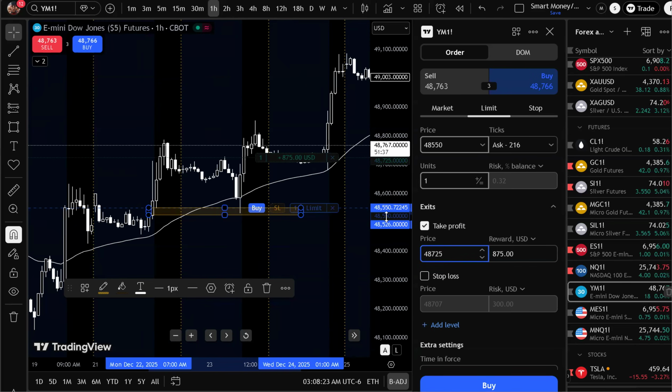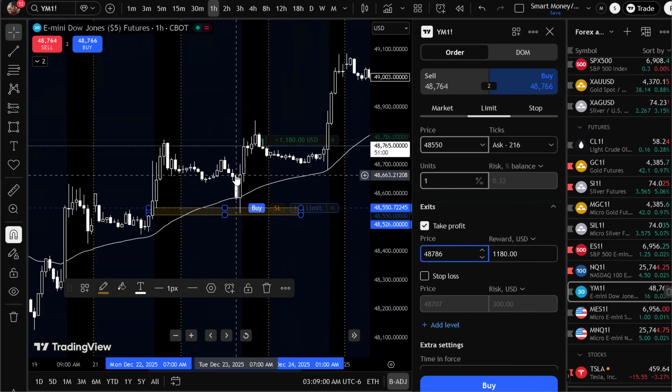48,725. Okay, so your first one, this high here, $875 in a matter of an hour, this was at 8 a.m. to 9 a.m., probably less than that. All right. This target here, 48,786. Look at that, $1,100. Your choice, either high.